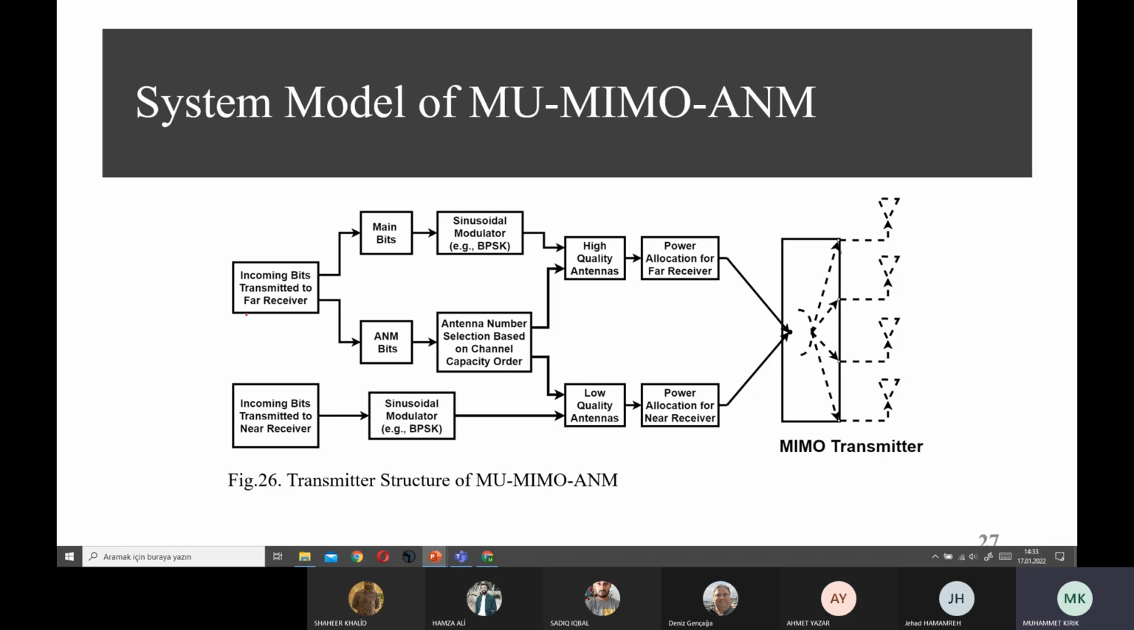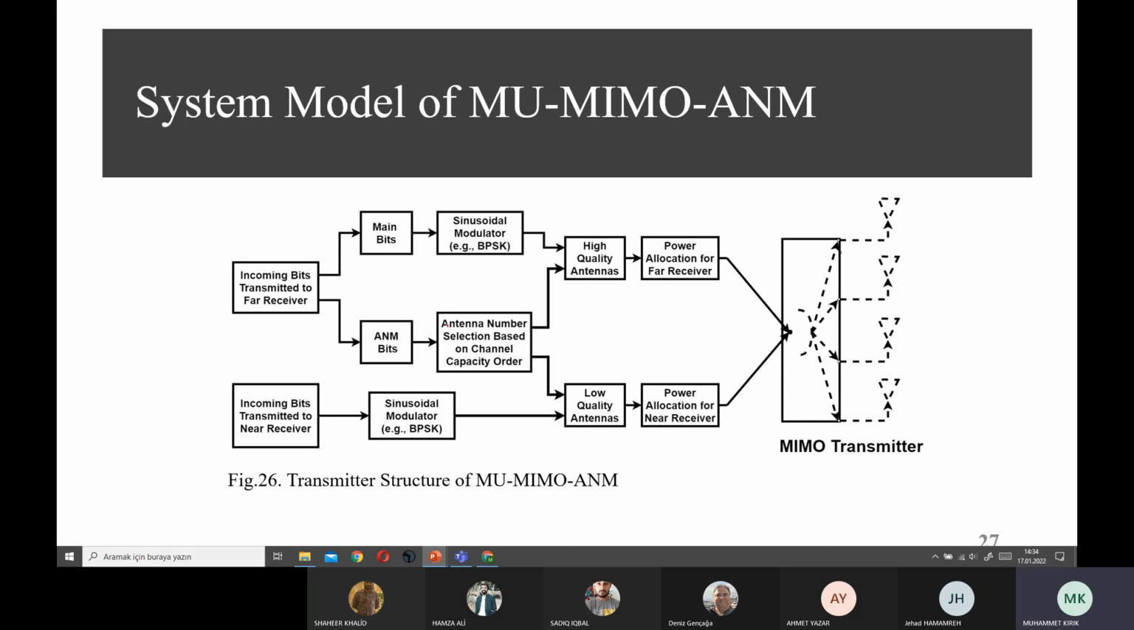And our main concern is to serve our far user. So we are applying the antenna number modulation technique on this far user, and we are only serving the near user by using the remaining antennas that remain from the far receiver's data transmission. So for the far user's data, we are again splitting the bits into two different groups as the main bits, which are modulated by the conventional modulation techniques in the literature. In this case, we use BPSK.